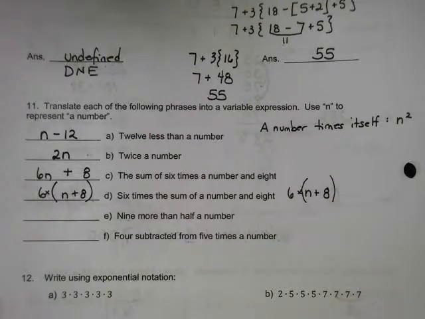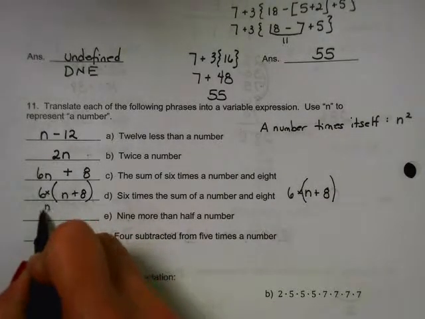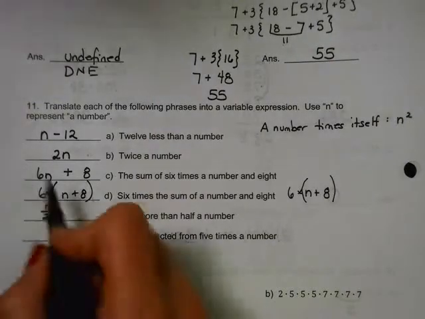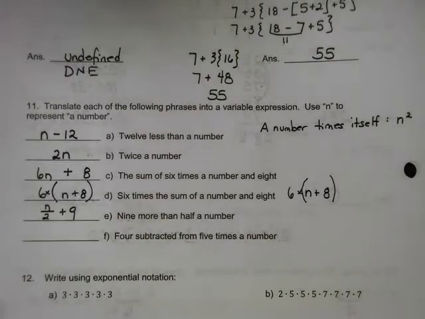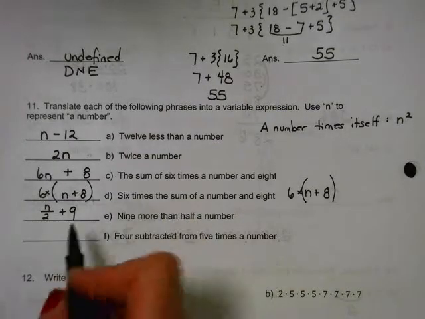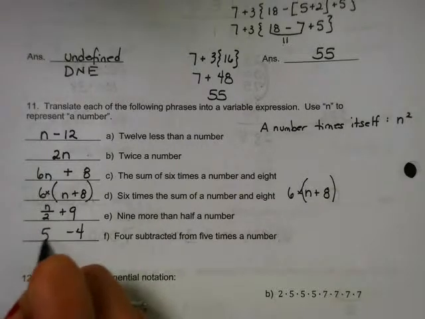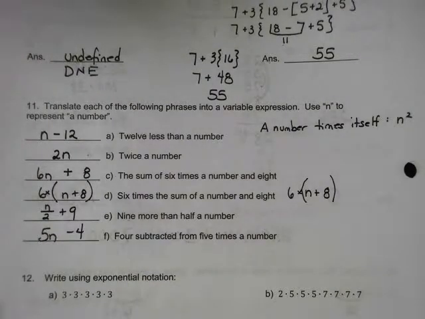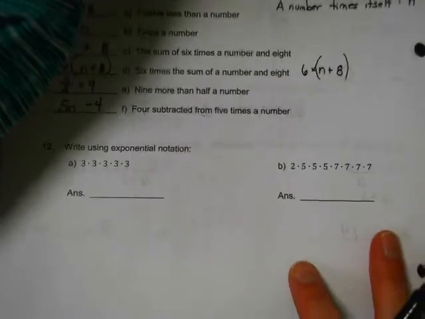Okay, 9 more than means what operation? Plus, yeah, addition. So 9 more than half a number. So to take half of a number, you just cut it in half. And 9 more than that. So 4 subtracted from, so we're taking 4 away from something, 5 times a number. Those are the hardest ones, I think, on the test. That's the hardest. And then we'll do these, and then we'll throw on one division.